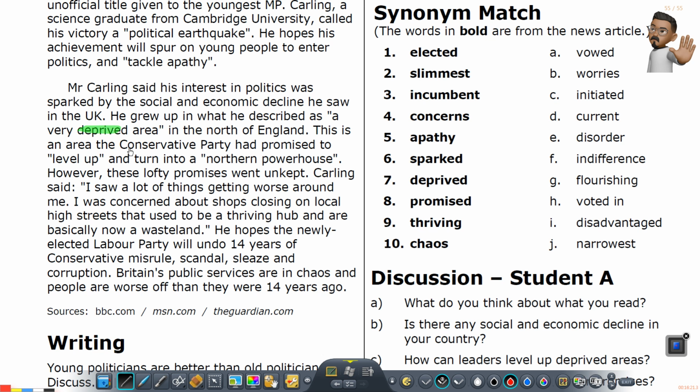This is an area the Conservative Party had promised to level up. What is a level up? Try to even. What is even? Yes, 고르게 하다. Okay, level up은 이렇게 평준화하다. Okay, there are not too many rich people, not too many poor people. So try to level up.